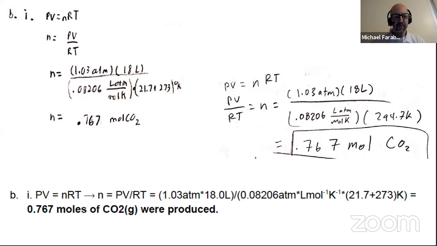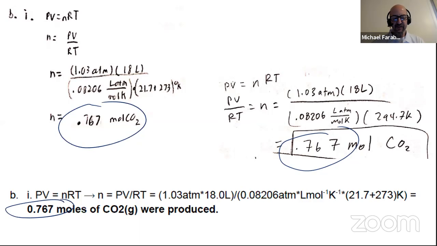All right, this person set up their work. I can see everything, including the temperature change from Celsius to Kelvin, 0.767. Again, same thing here, 0.767 moles. This one typed their answer. I have no problem with this. Everything is done on one line, but it all looks like it's correct in terms of the setup. So again, don't feel like you have to handwrite your response.